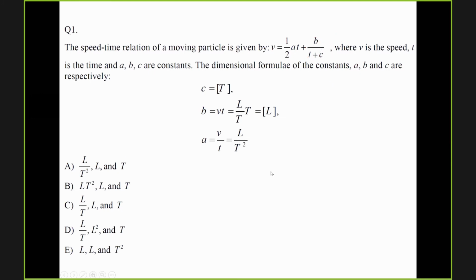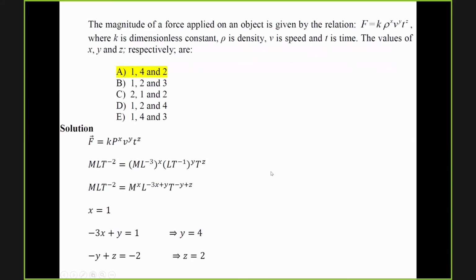Okay? Right. Another example. I have a few questions. This is the most difficult, but it can also be solved. It's not that difficult. The magnitude of a force applied on an object is given by a relation. The force is F equals constant K, density to power X, V to power Y, and T to power Z, where K is dimensionless. This has no dimension, meaning one. Rho is the density, V is speed, T is time.